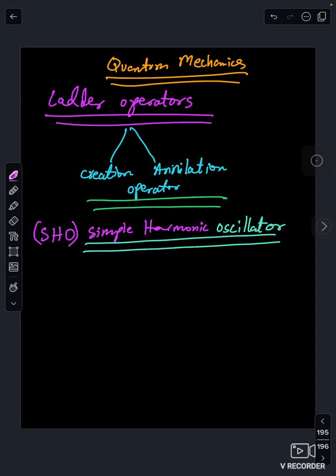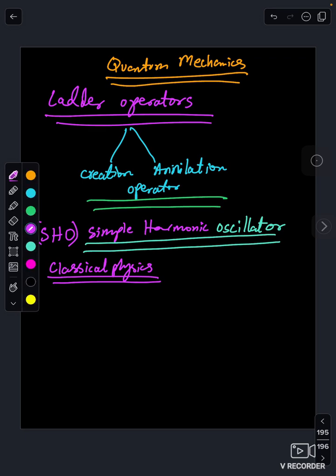It is defined in classical physics plus our main topic, quantum physics, quantum mechanics. But first of all, in classical physics, how does a simple harmonic oscillator work? We can know by the word oscillator, it means it's moving within a range. So the best example of a simple harmonic oscillator is this.